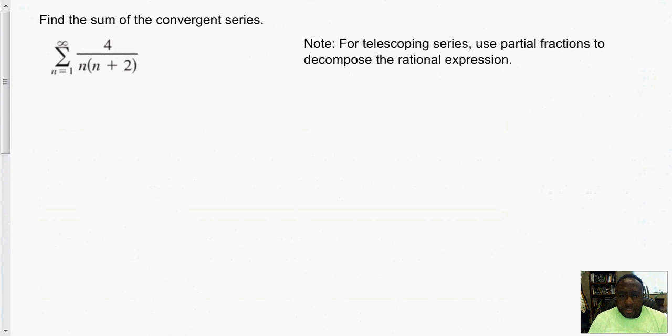Find the sum of the convergent series. Now, I will tell you this, you will know when to use telescoping because here the sequence term will beg you to break it down by using partial fractions. So for the telescoping series, use partial fractions to decompose the rational expression. Let's see. So here, in using partial fractions, this is 4 over n times n plus 2.